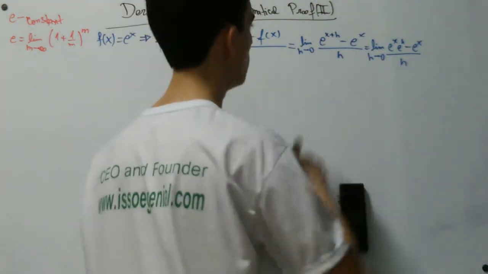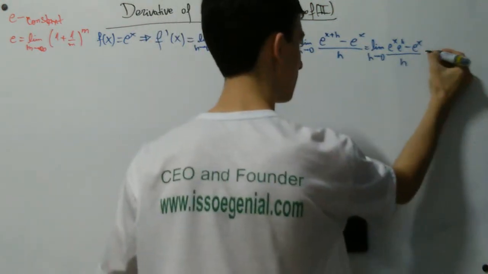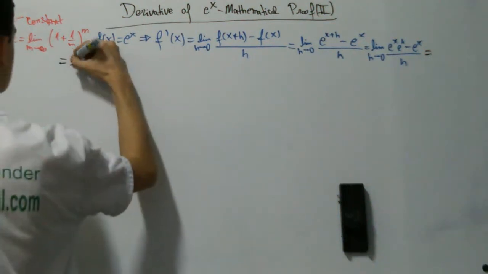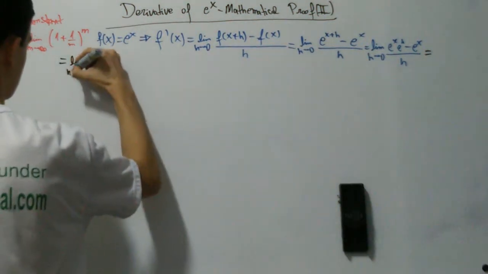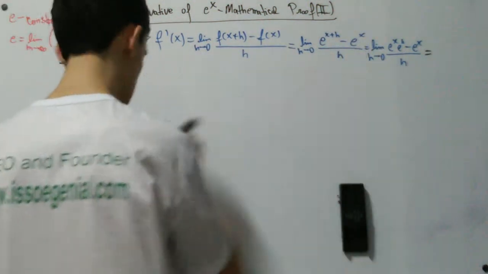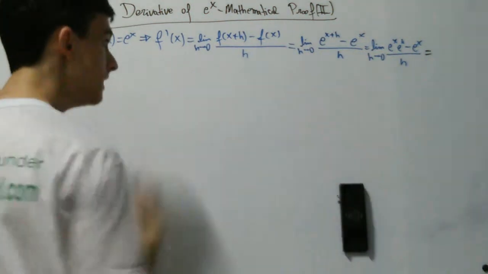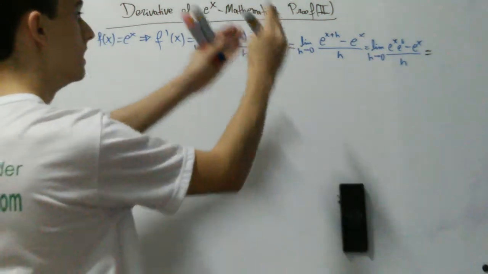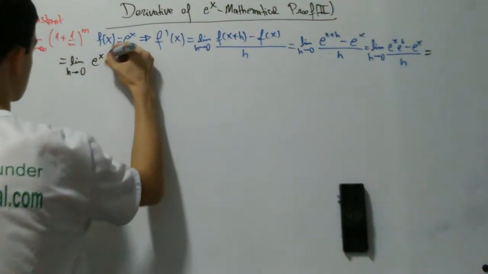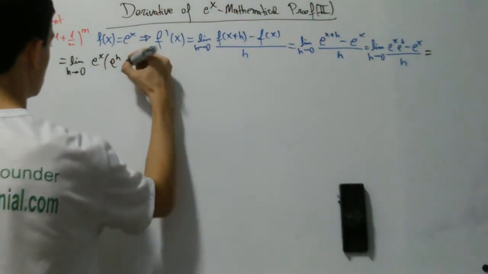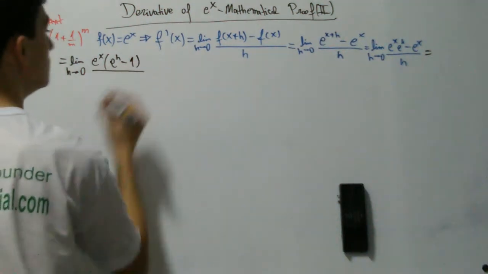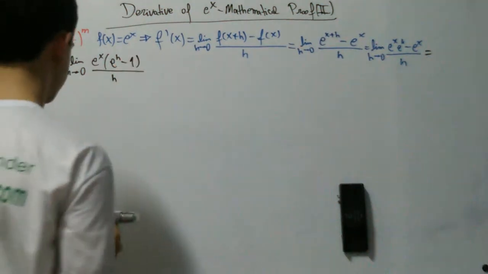So, going on. This is equal to the limit when h approaches 0, and we're going to extract the e to the x factor. We're going to put e to the x in evidence. So e to the x, which multiplies e to the h minus 1, and all of this divided by h.